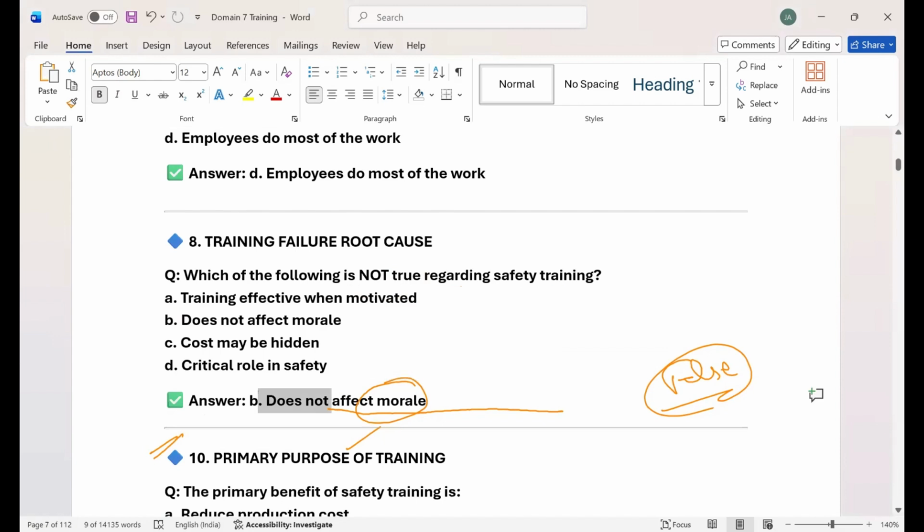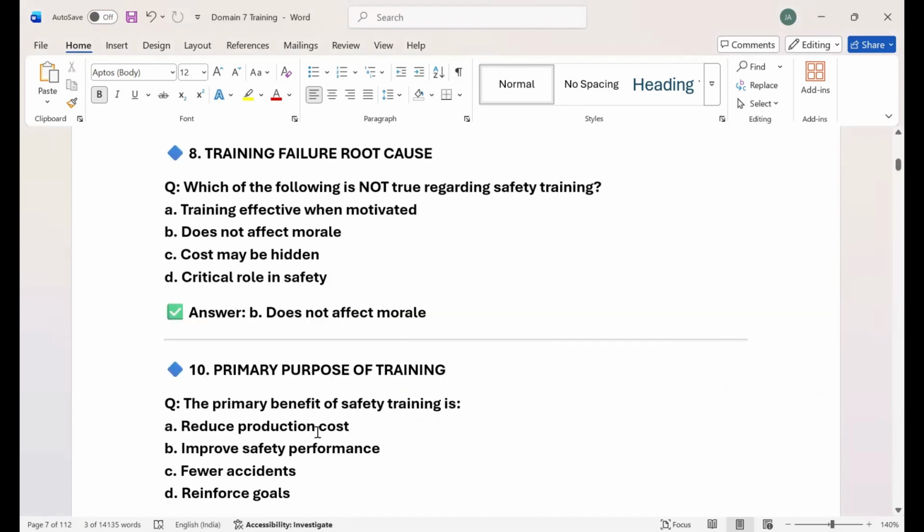Then what is the primary purpose of training? Reduce production rate, improve safety performance, fewer accidents, reinforce goals. The primary performance benefit of safety training. They are asking about safety training, not just training. For each and every question you have to understand the keyword. Benefit is also there, and what is the benefit of safety training? Even if you are not attending this class, you can say that it is to improve safety performance.